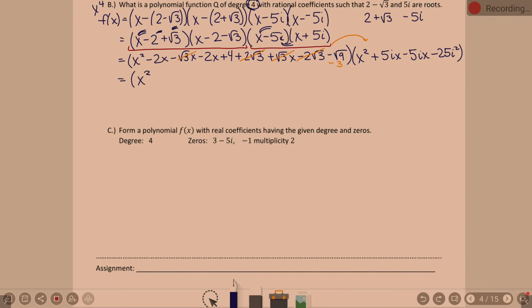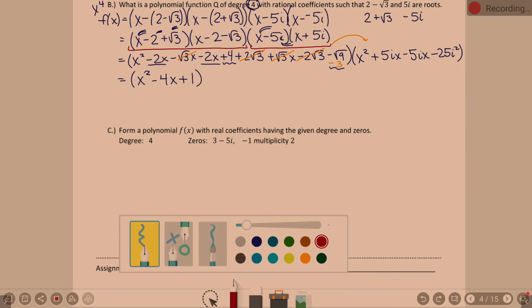We have x squared, minus 2x minus 2x is minus 4x, plus 4 minus 3 is going to be plus 1. So all that mess cleans up to be x squared minus 4x plus 1 on the first one. That's crazy. Second part, what do you got?